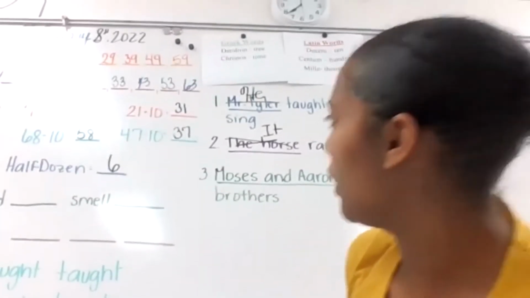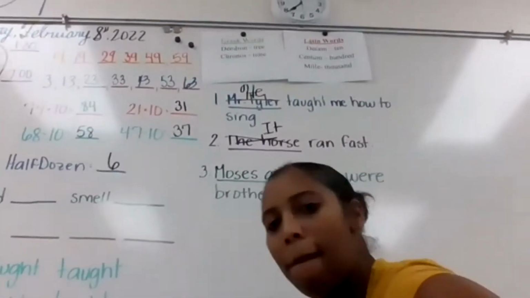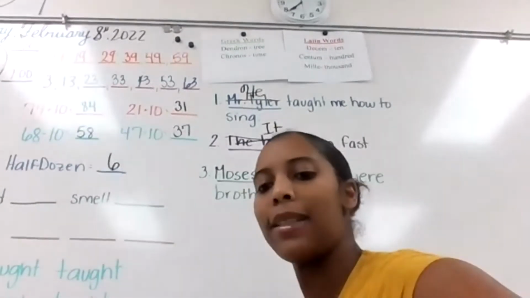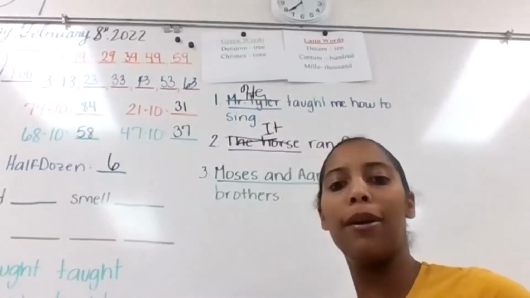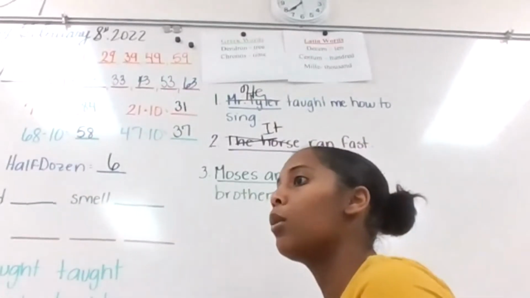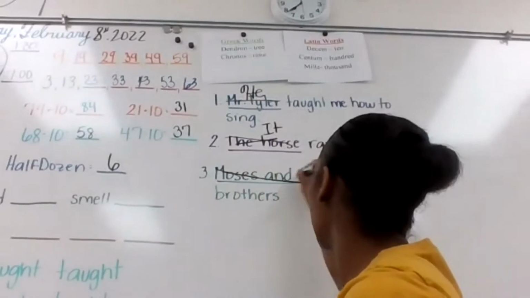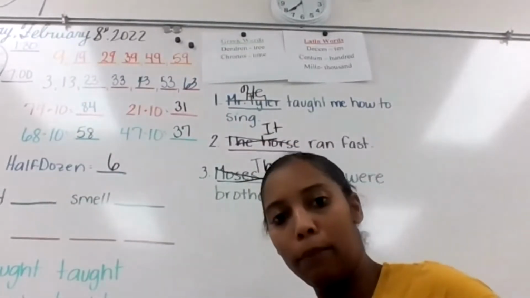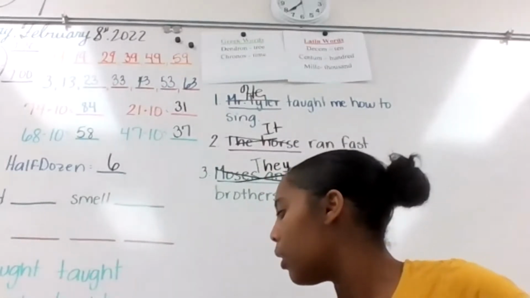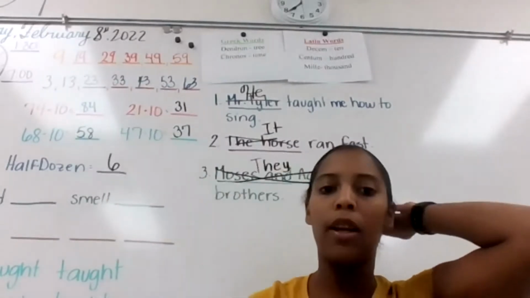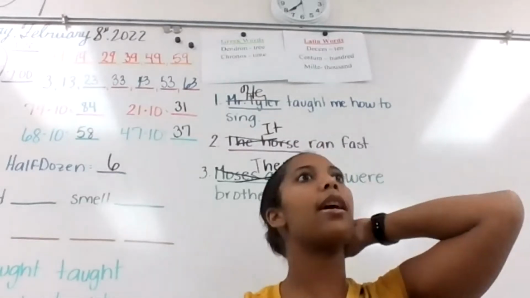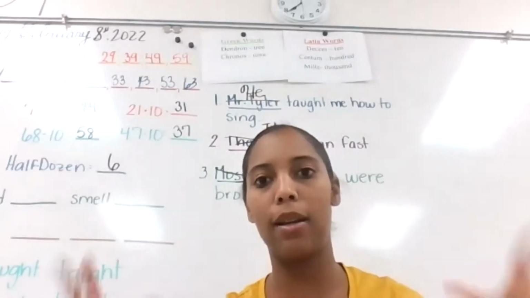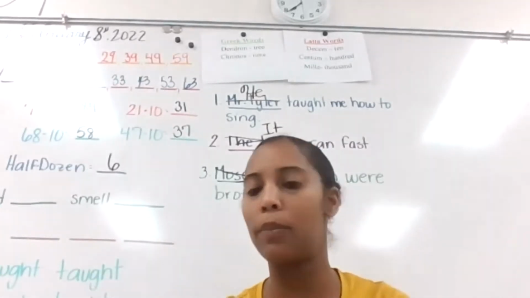Okay, let's go over number 3. Moses and Aaron were brothers. So if I take out Moses and Aaron, what pronoun can I put in place of Moses and Aaron? They were brothers. Good. Okay, awesome. So this is what we'll be doing in our test on Thursday. We are going to take out the noun to put in a pronoun. So y'all didn't really go with that today. So I'm sure the test will be an easy A.